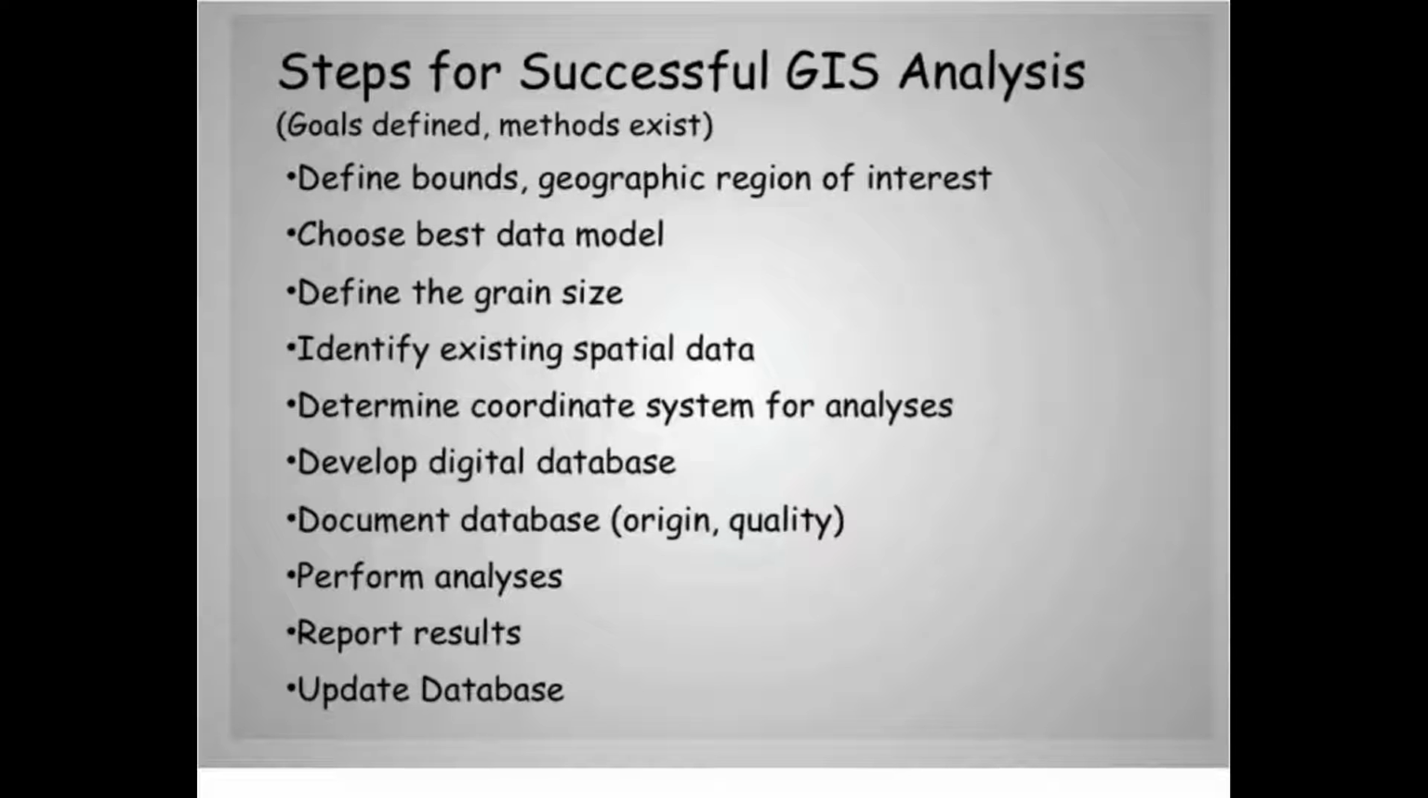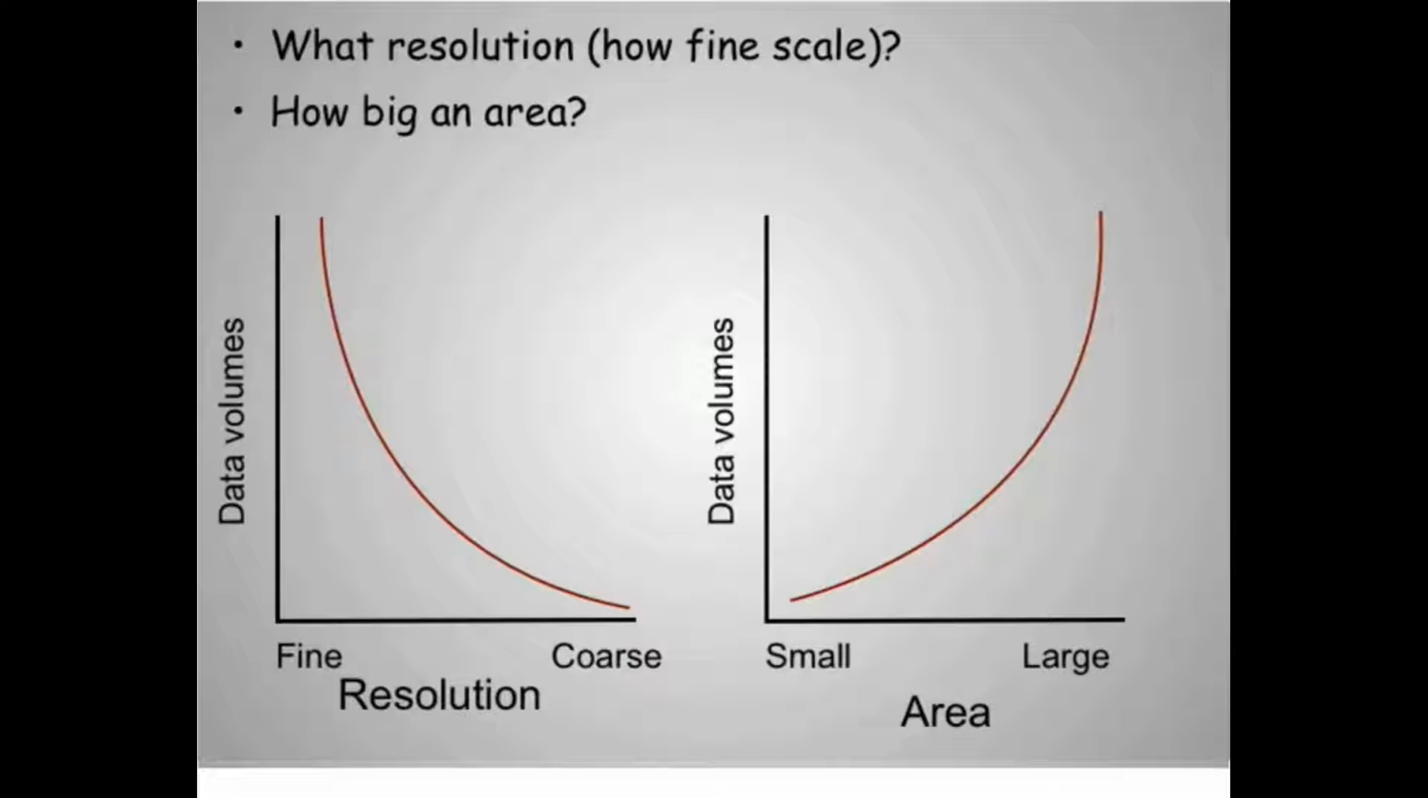It might be that there's plenty of existing spatial data out there that we could utilize. We're going to talk about this a little the next time we meet, which will be the coordinate system. And then for the next few weeks, we get down into here. Today we're going to basically talk about data model and grain size, and then we're going to progress down through here for a few weeks.